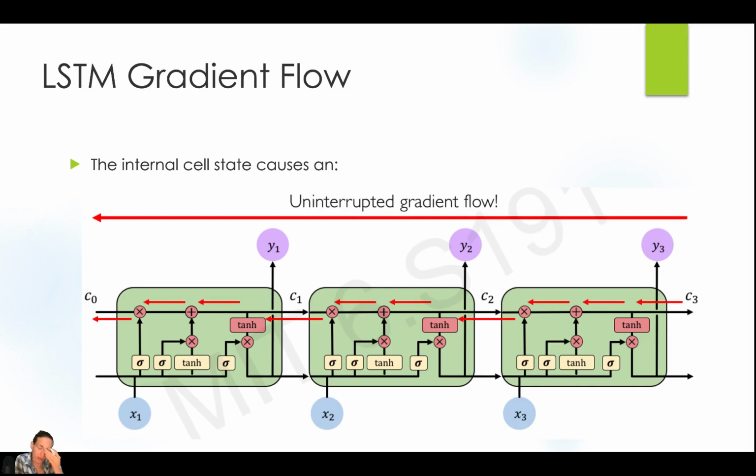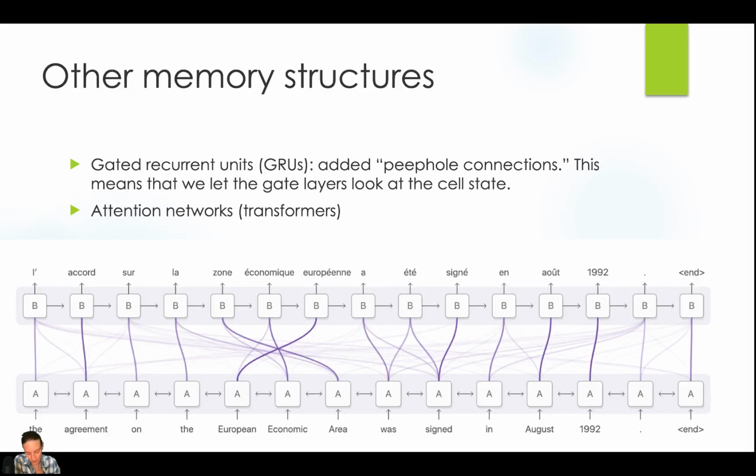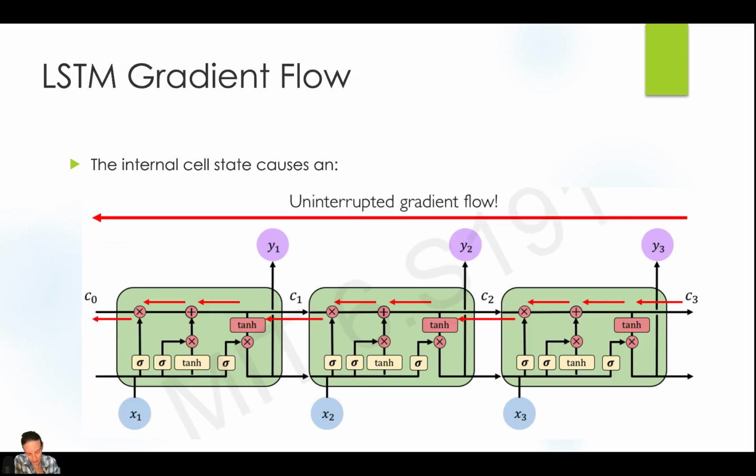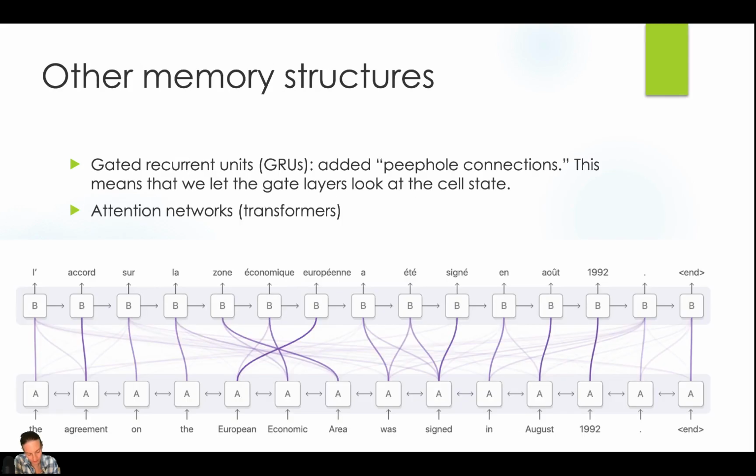Right, so one of the advantages of the LSTM cell is that the internal cell state, the C, causes an uninterrupted gradient flow, which means that typically LSTMs won't have the vanishing gradient problem so much. That's amazing, because the information can just flow back straight through the cell state. There are some other types of RNN cells, GRUs, which have a sort of peephole connection, so they can always look back at other cell states.